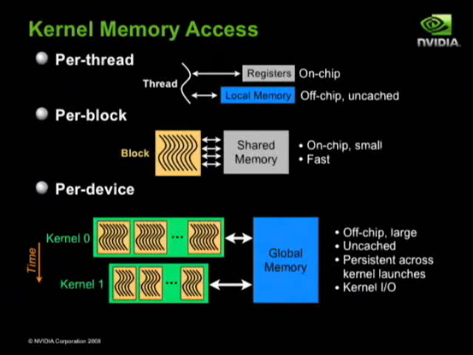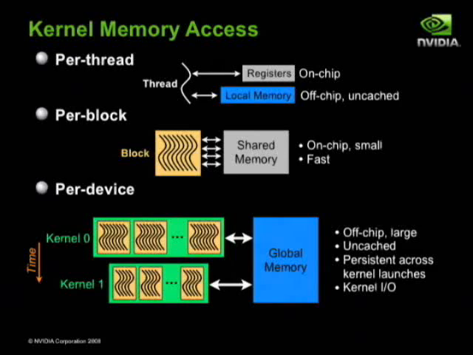All threads have read and write access to the same global memory, which is located in the device DRAM. Global memory is large, up to 4 gigabytes, uncached, and exists for the lifetime of the application so that it is persistent across kernel launches. In addition to kernel thread access to global memory, the host has read and write access to global memory. As such, global memory is used to transfer data between the host and device for kernel input and output.